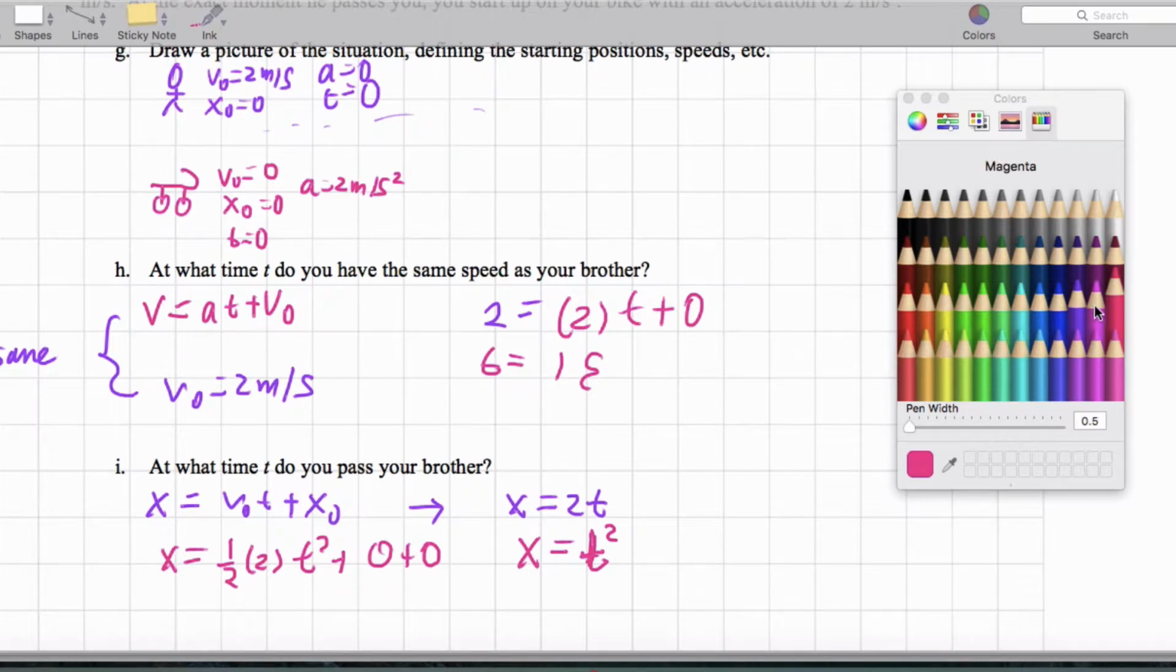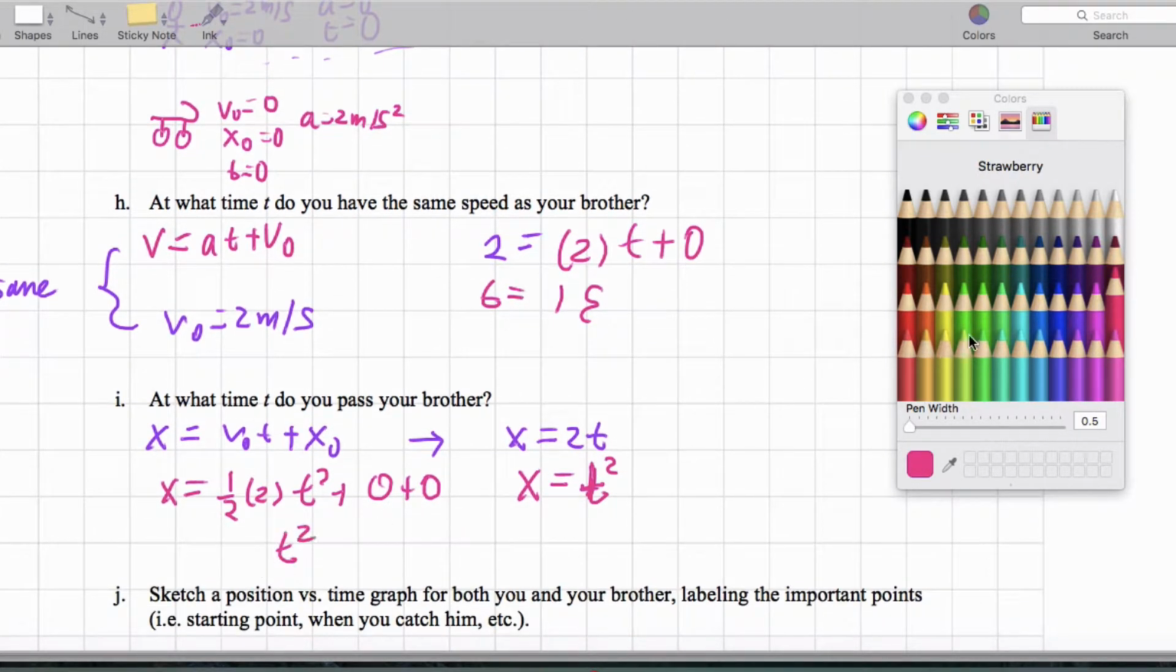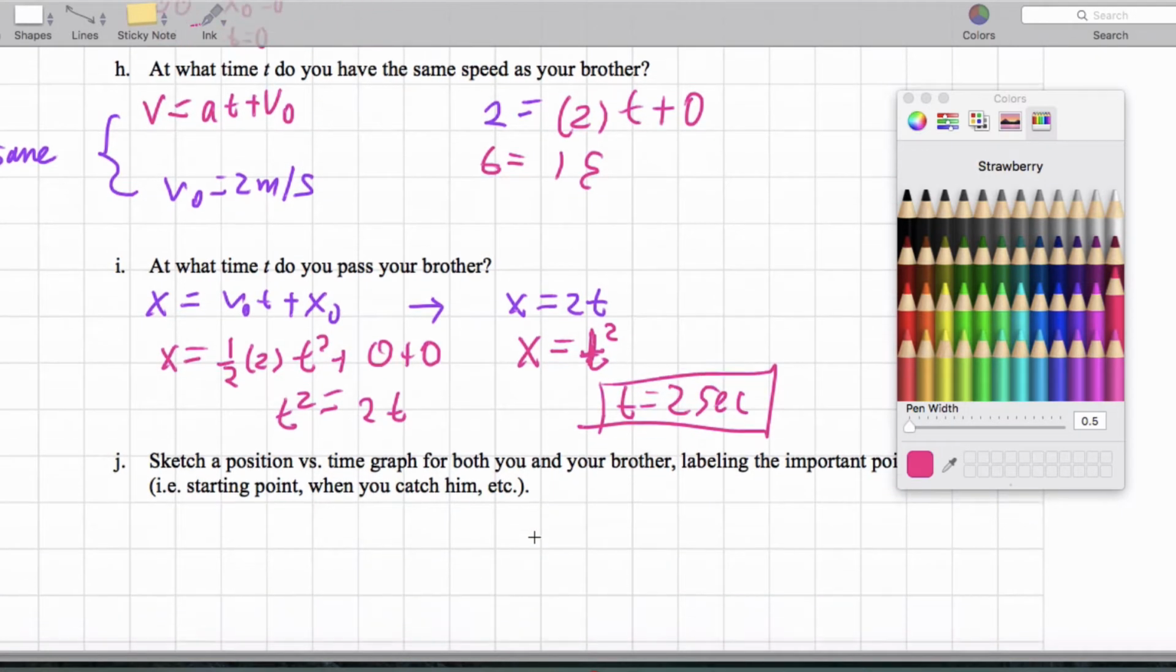And I want to know when those two things are going to be the same. So I need to set t squared equal to 2t. One of the t's cancels, so I get that t is in fact 2 seconds. Notice the other answer is 0 seconds. That's when we first start.